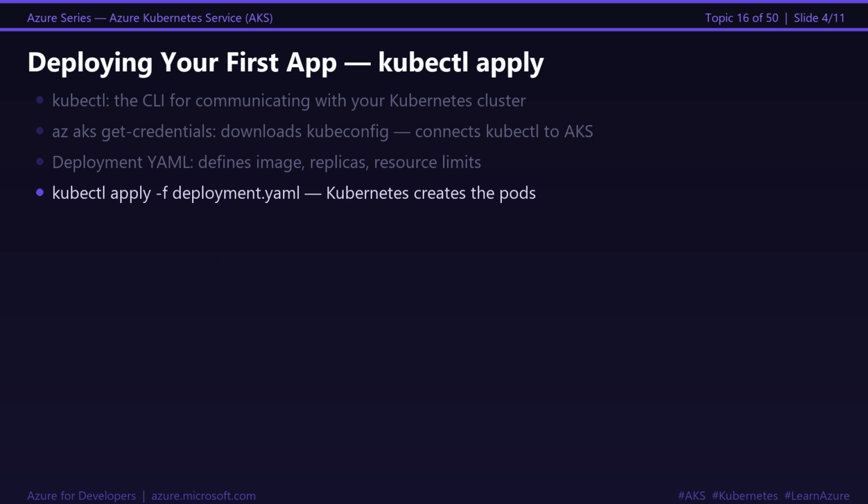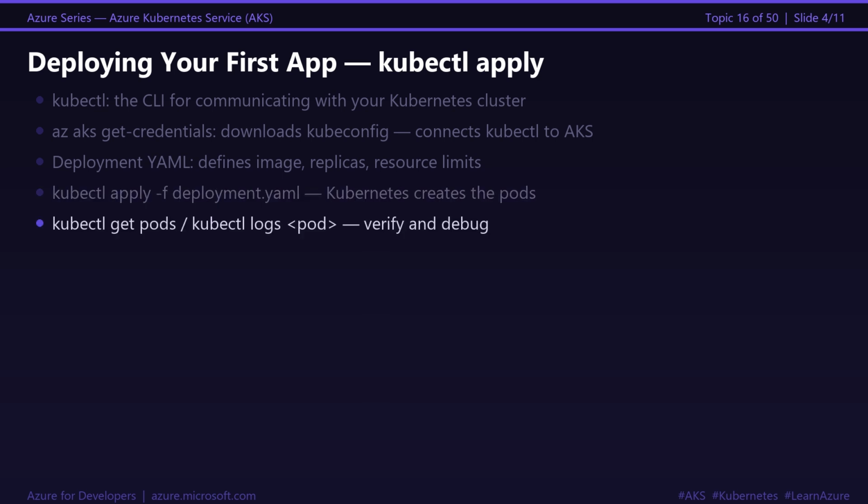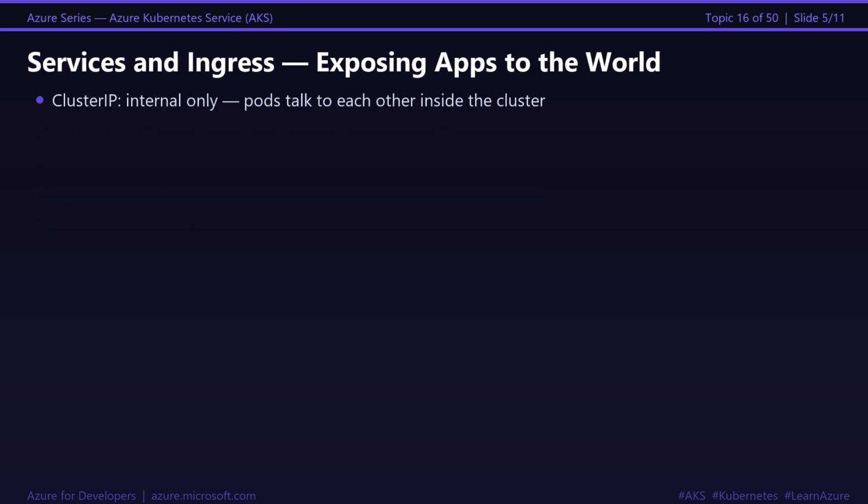Use kubectl get pods to see them running. Use kubectl logs followed by the pod name to see stdout output, exactly like docker logs. Use kubectl describe pod to investigate if something isn't starting correctly. Most developers get comfortable with these 4 commands in their first hour, and they cover 80% of day-to-day Kubernetes work.